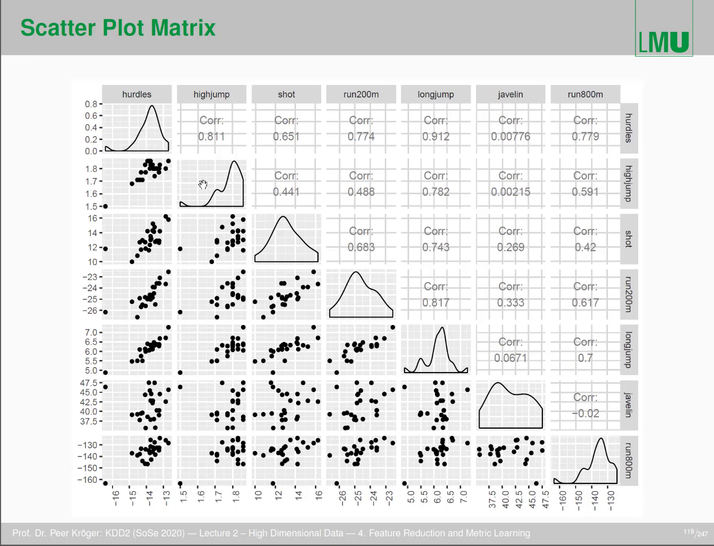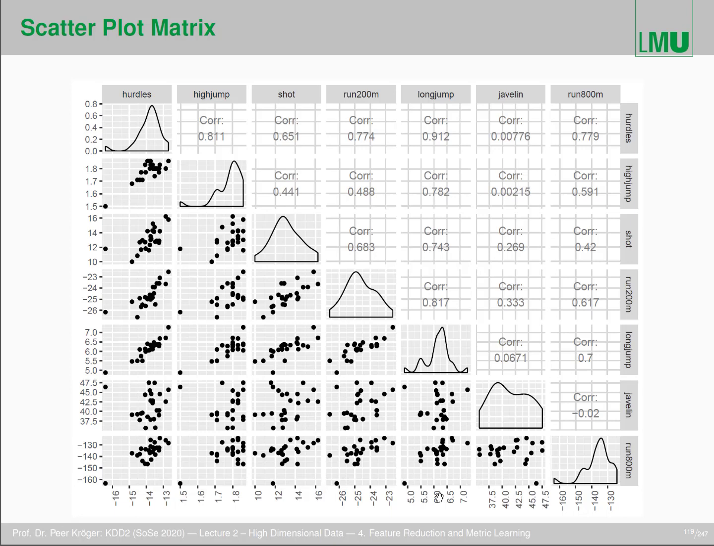And those things here, of course, give you the distribution of each individual attribute. So this is the distribution of values in the hurdles and in the high jump and so on and so on. I mean, I think you're familiar with a scatterplot or pair plot matrix. So you see. Basically, don't see too much actually. So hurdles seems to be somehow positively correlated with all of the other features, but there are some features that just have no correlation at all to each other.